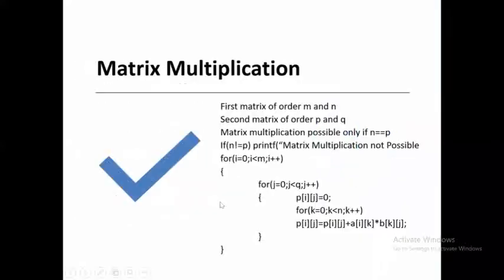Okay, A of 0 1 value is 2, right? 2 into B of kj. The k value is 1, and the j value is 0, that is 2 into 4, right? B of 1 0 value is 4. 2 into 4, 8. 8 plus 3, that is 11. Now control goes to where?